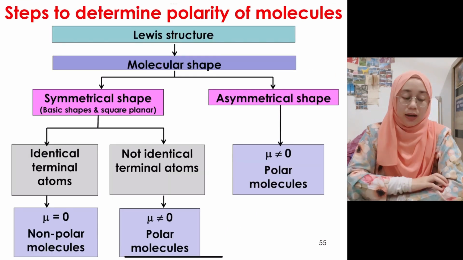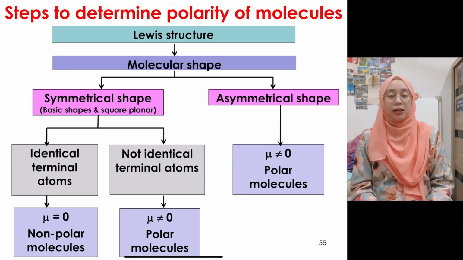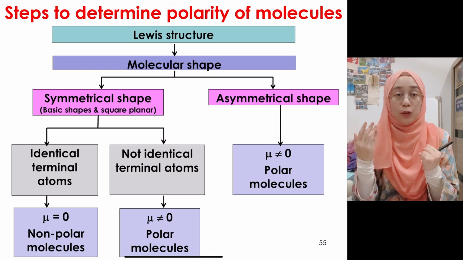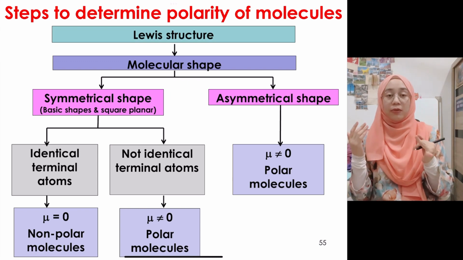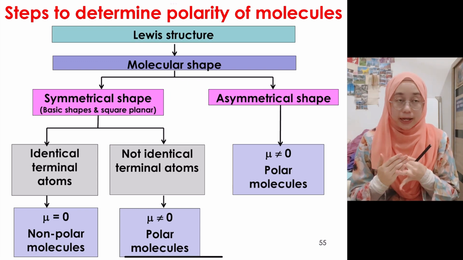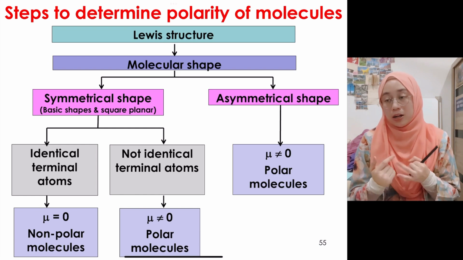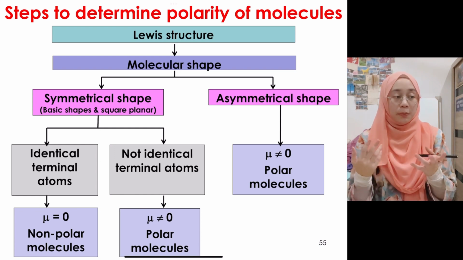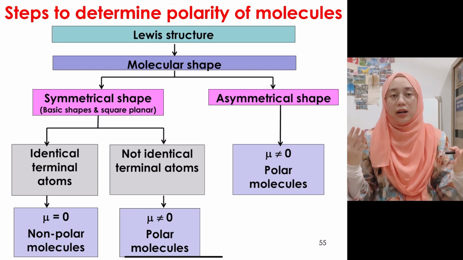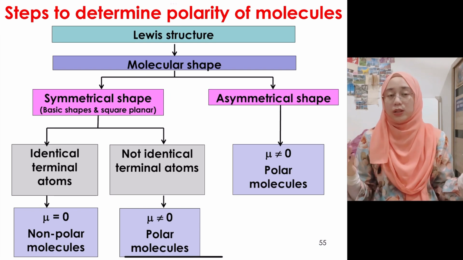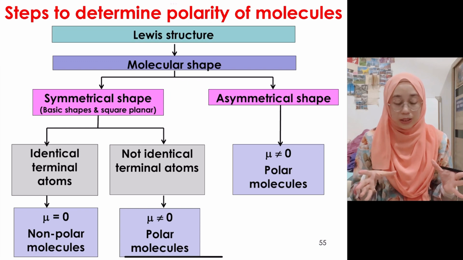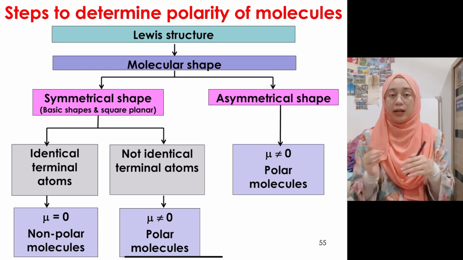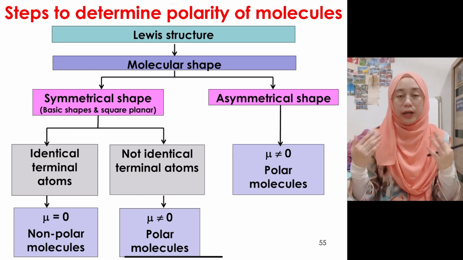Okay, so we can look at this particular chart here. First of all, you must know how to draw the Lewis structure. Okay, the second is followed by the molecular shape. You must identify what its shape is, whether it is a basic shape or not. Okay, bent, tetrahedral, T-shape, seesaw, whatsoever, you must try to identify those shapes. And then we divide the shapes into 2. Is it considered a symmetrical shape or an asymmetrical shape?